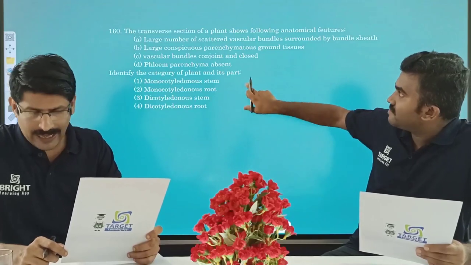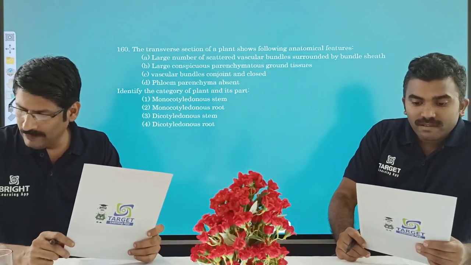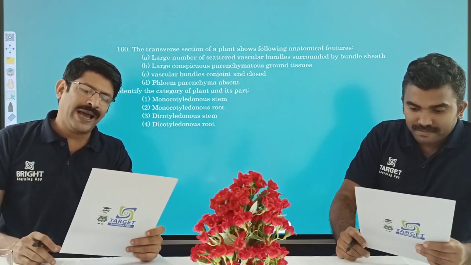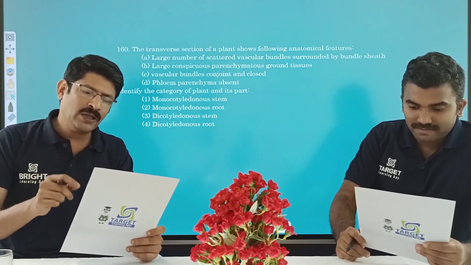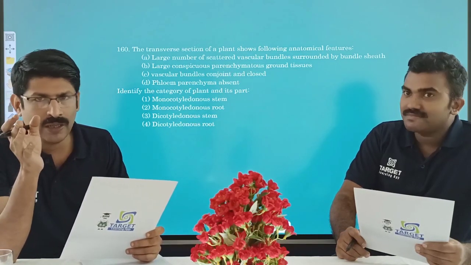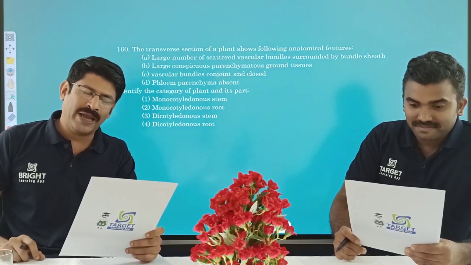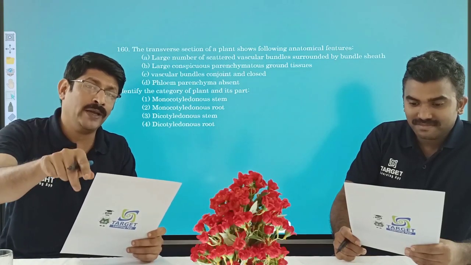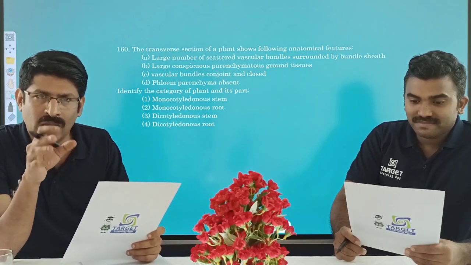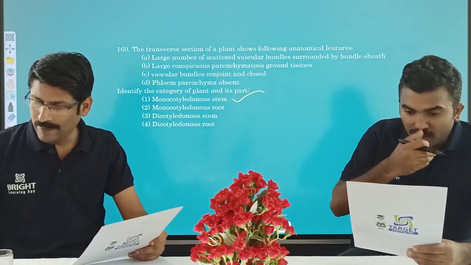The next is from anatomy, page number 93 of the first year chapter. It is the transverse section of the plant that shows the anatomical features. Which one? Large number of scattered vascular bundles surrounded by bundle sheath. Only scattered vascular bundles you can see, that is monocot stem. We will go through large conspicuous parenchymatous ground tissue. Vascular bundles are conjoint and closed because the cambium is absent. Phloem parenchyma is absent. All the statements are taken from the same paragraph related to monocotyledonous stem, page number 93. So the answer is monocotyledonous stem.